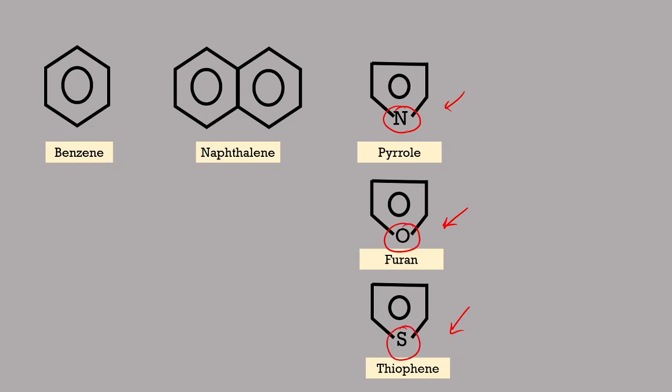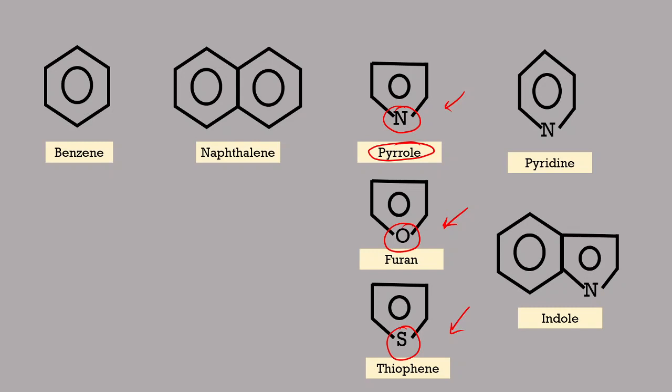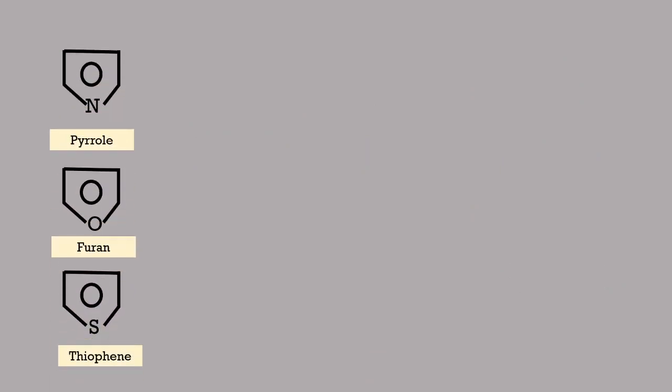So with nitrogen, the compound is called pyrrole. We will focus on pyrrole first, and then we will talk about furan and thiophene also. And then in coming videos, we will discuss pyridine and indole also. So let's think about these pyrrole, furan, and thiophene molecules. The pyrrole molecule can be drawn like this.